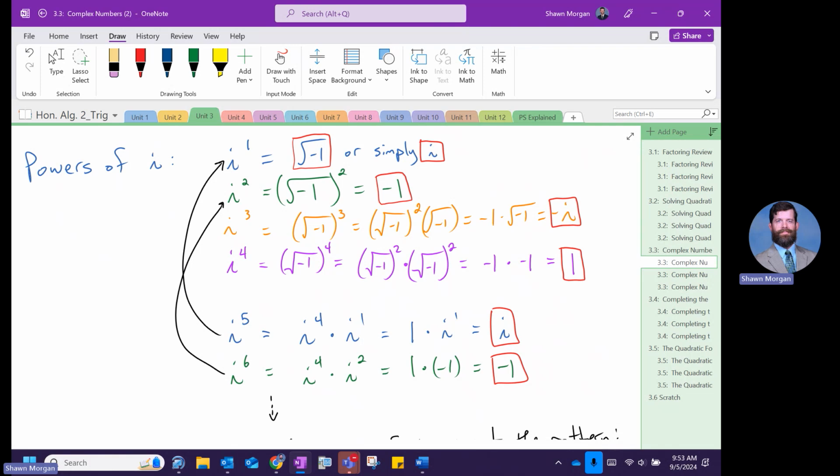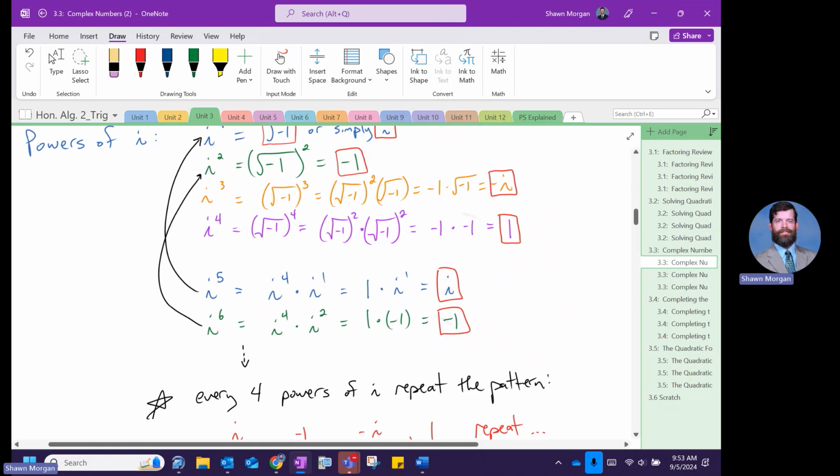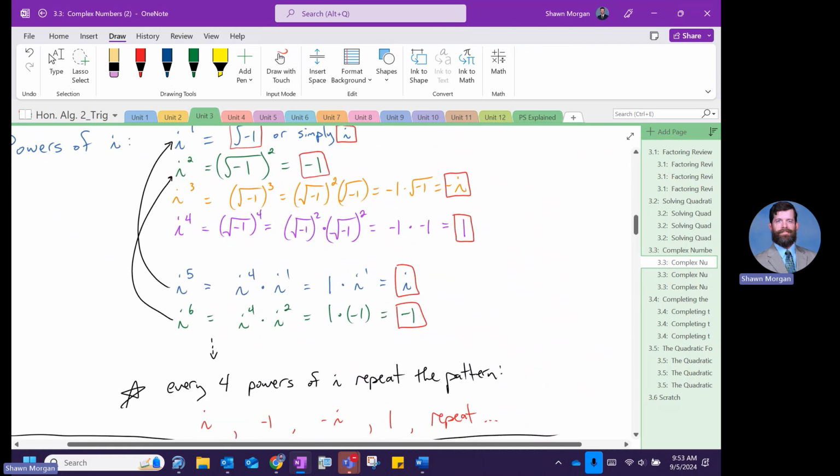And you say, all right, well, i to the fifth is the same thing as i to the first. i to the sixth is the same thing as i to the second. You can take out those 4 i's. So now this pattern repeats: i, -1, -i, 1. i, -1, -i, 1. And so now we could do as an exercise, say, well, okay, I wonder what i to the 10th power would be.